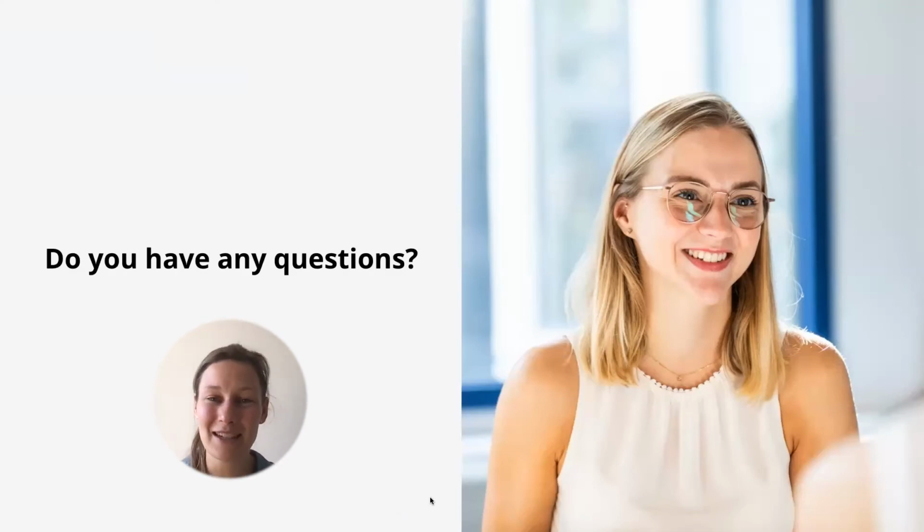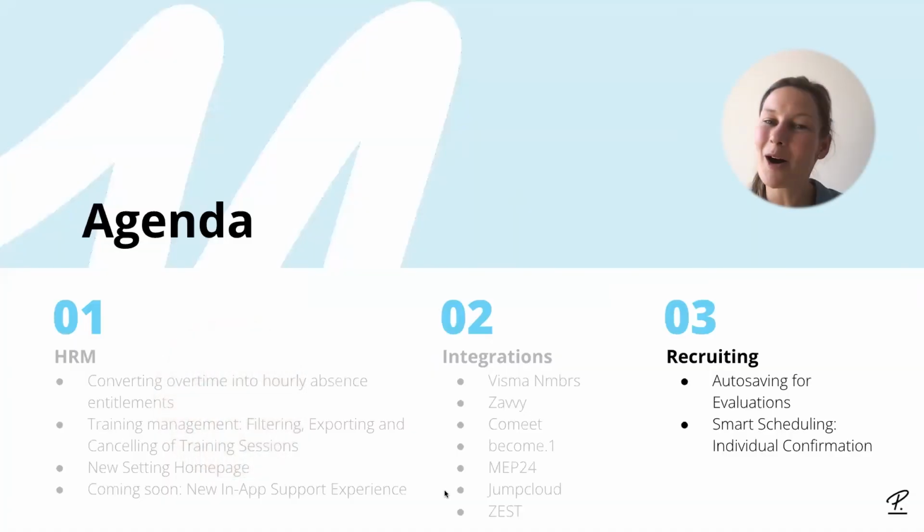Cool. Then let's continue with the last part, the recruiting part. The first topic is auto saving for evaluations, and the second part is smart scheduling with the new iteration. So let's have a look at both topics, and in the end, we'll cover the questions.